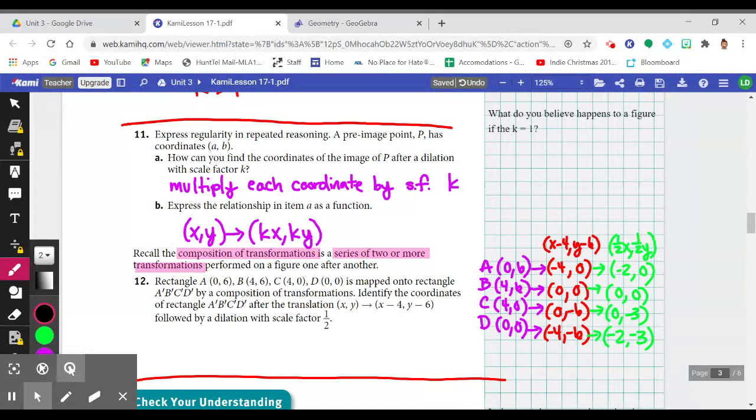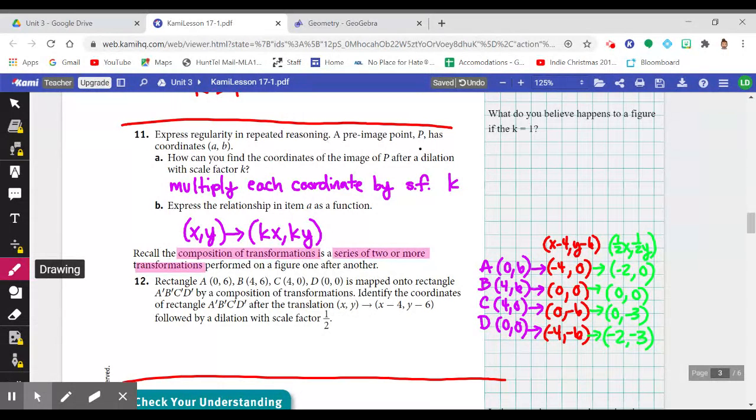Okay, so if you couldn't pick up on it, 9 and 10 and 11 really are trying to get you into a more general idea of what's happening when we perform dilation. So 11 said express regularity and repeated reasoning. A pre-image point, P, we often use P for any point, has coordinates located at A and B. How can you find the coordinates of the image? Remember, image is after the transformation, in this case, after a dilation. How can you find the coordinates with any given scale factor?